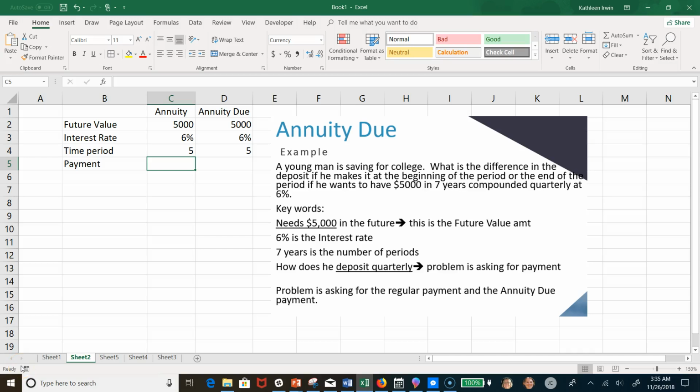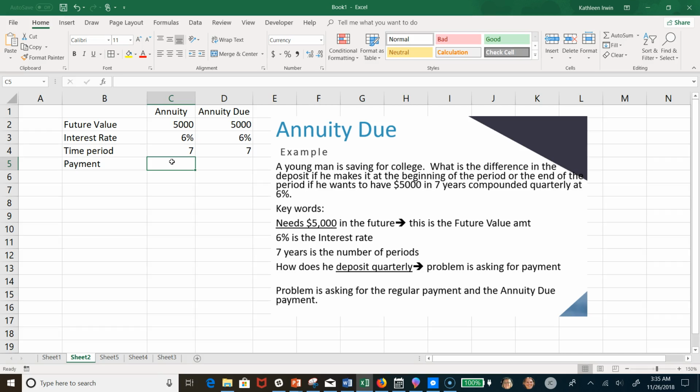Okay, let's take a look at our last situation. We've got our young man still saving for college. He wants to have $5,000 in 7 years, and he wants to know the difference if he saves that money at the beginning of the period or the end of the period, and what would be the difference in the deposit he would need to make to have that $5,000.